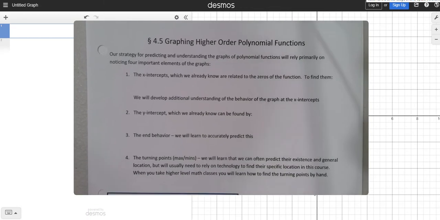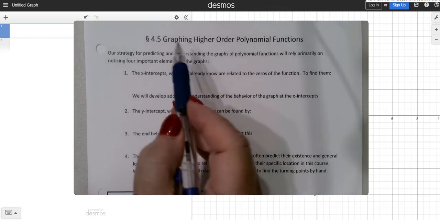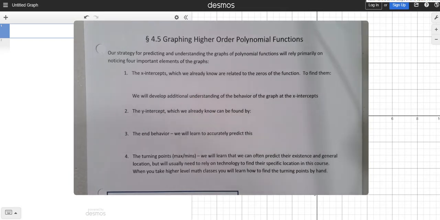Here in section 4.5, we're going to be looking at how well we can predict the graphs of higher order polynomial functions. And we're going to use a lot of stuff that we already know combined with a few new ideas. And we're going to see that in a general sense, we can actually predict the shapes of these graphs pretty well. There's certain things that we don't have quite enough math yet to do completely accurately, but a great deal you will be able to predict.